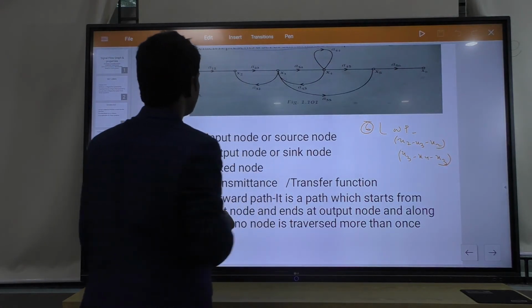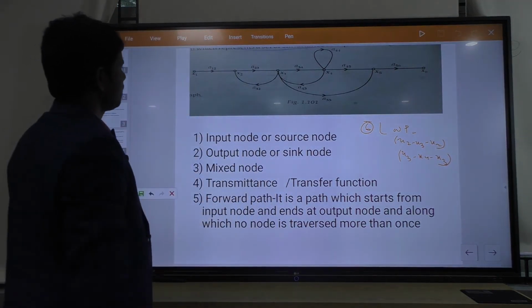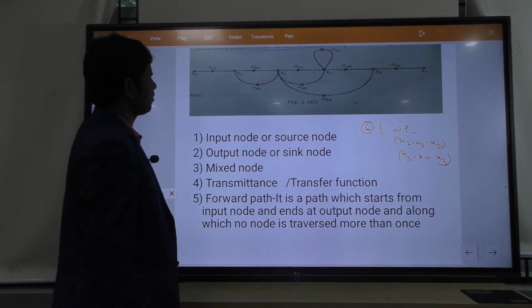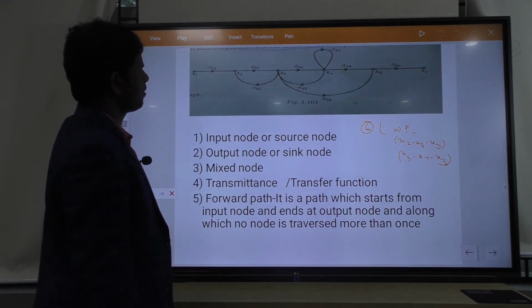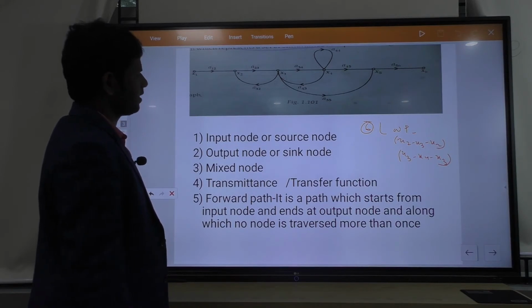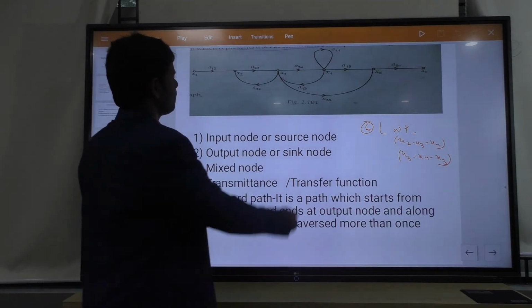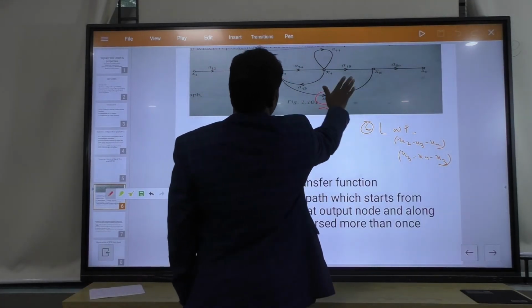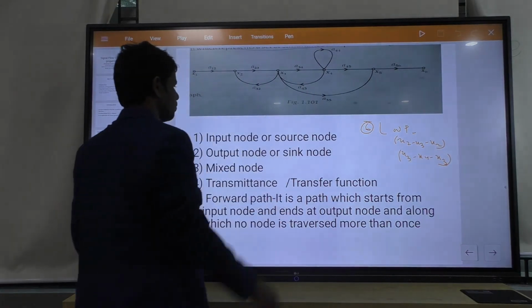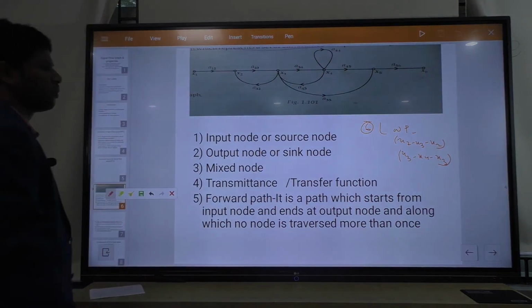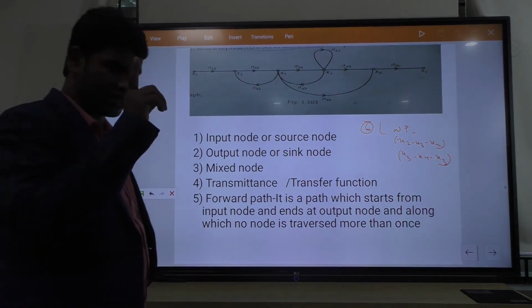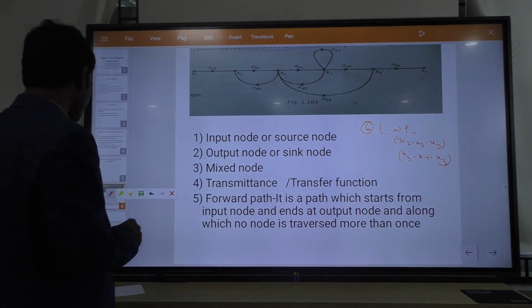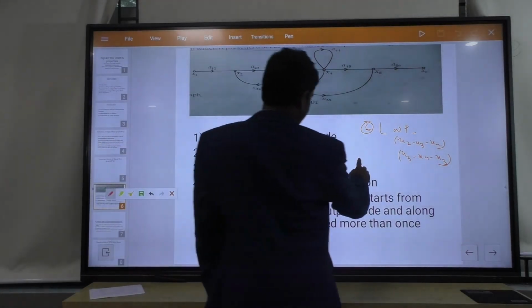So how many loops here? Two loops here: x2, x3, x2 and x3, x4, x3. Two loops are here. You may think x3, x4, x5, x3 is formed, but that is forward, it is not a closed loop. A loop must be closed. A loop starts at a node and terminates at the same node, so that node appears twice. That is a loop here. Then the self loop.